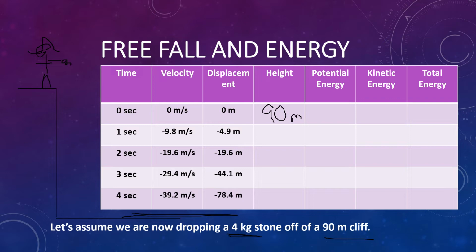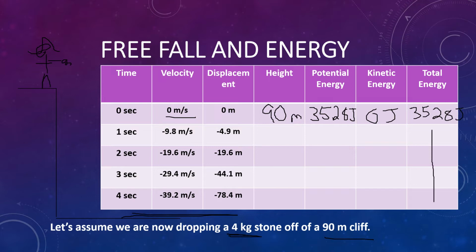Type that in the calculator, gives you a potential energy of 3,528 joules. Because the velocity is 0, the kinetic energy is 0. So if I add these two up, I get 3,528 as my total energy. Awesome.